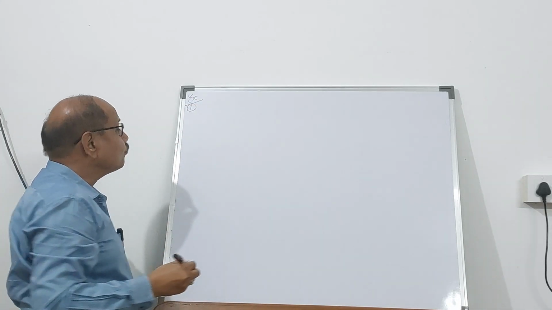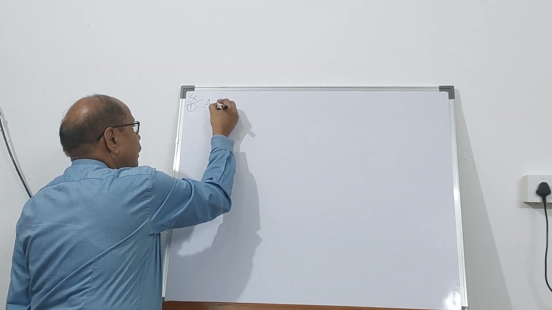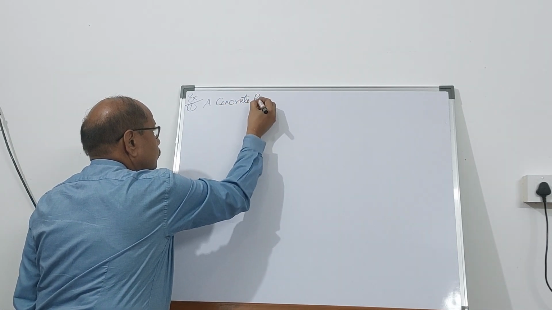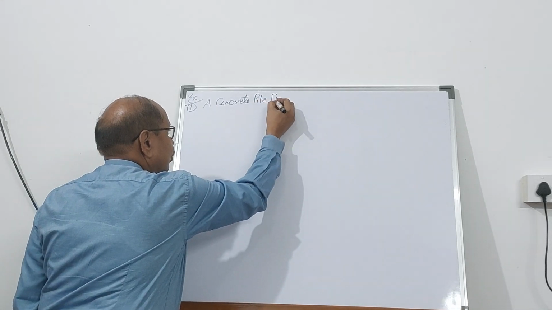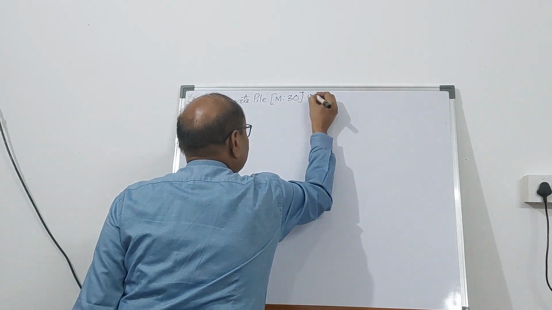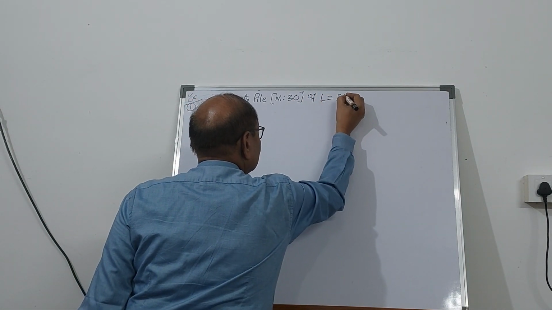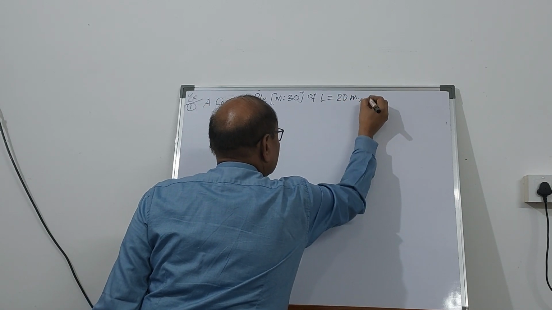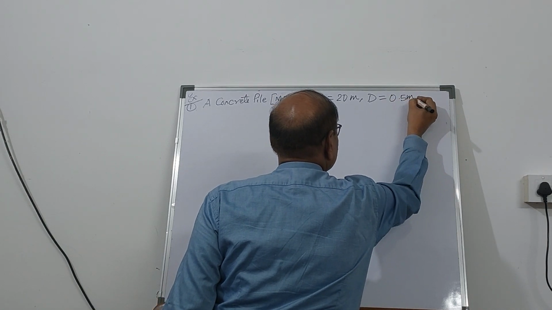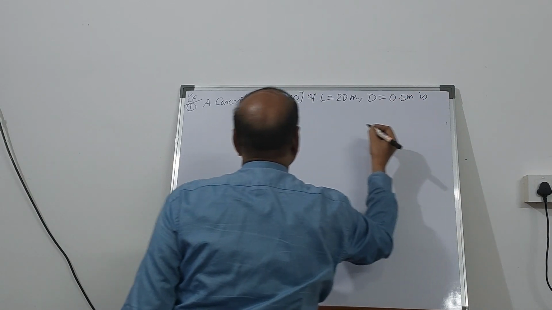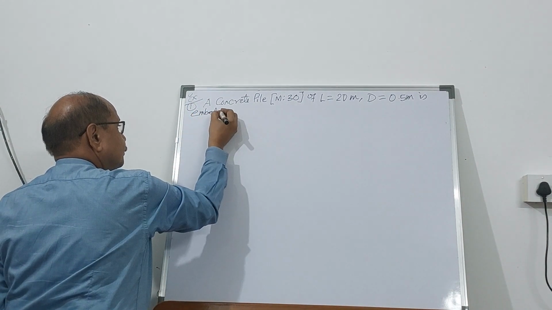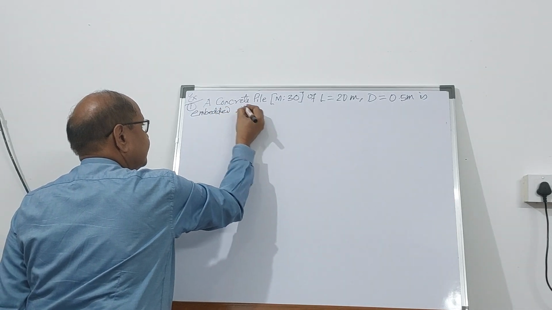On Brom's method, a concrete pipe of M30 concrete, of length 20 meter and the diameter of the pipe is 0.5 meter, is embedded in sandy bed.